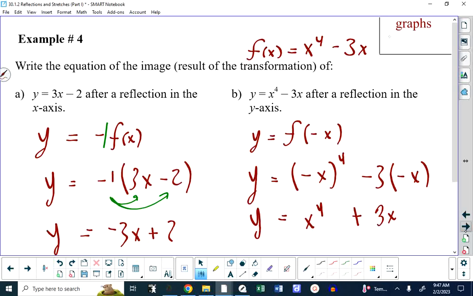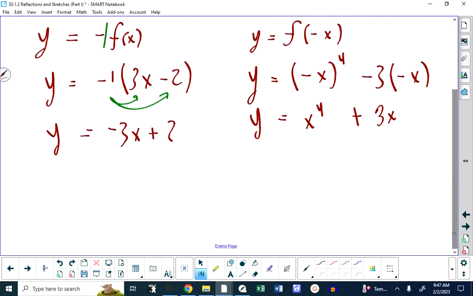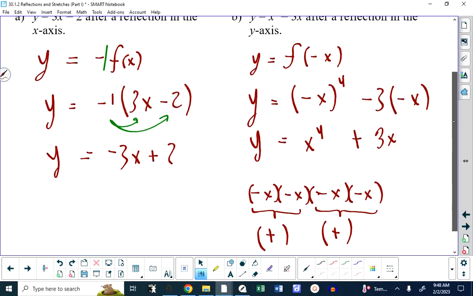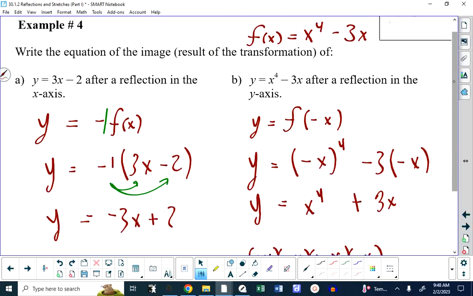It becomes plus 3x because negative 3 multiplied by negative x, a negative times a negative is a positive. It becomes x to the 4 because negative x to the 4 means this. And this multiplies to give a positive, and this multiplies to give a positive. Again, it's an even exponent, so you're going to get a positive result. I'm not going to show you the graphs. If you want, you could certainly graph the original function and the transformed function and see that it is a horizontal reflection.